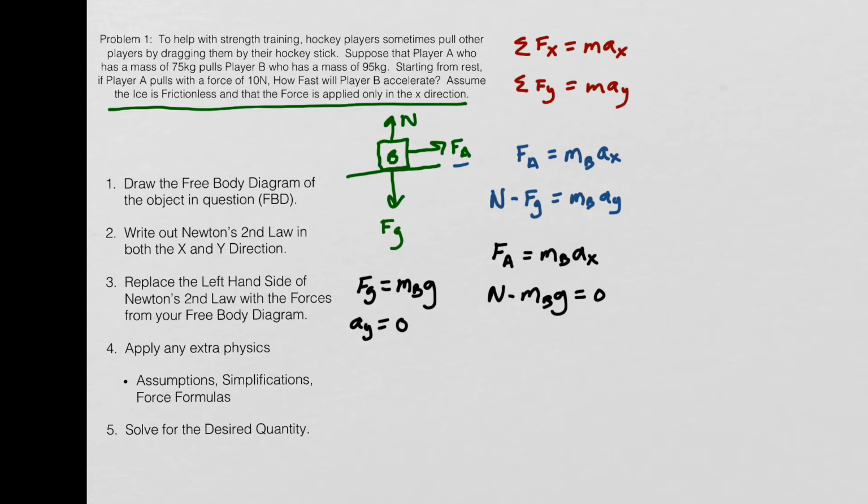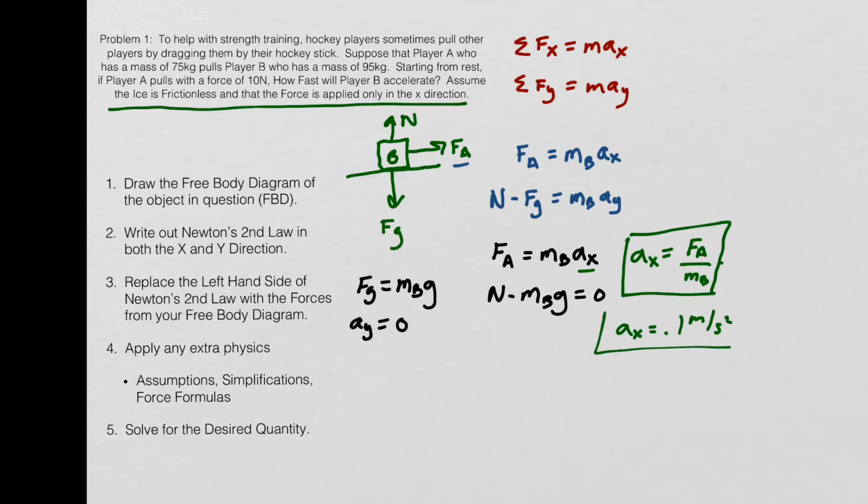We're now ready to do step 5, which is to solve for the desired quantity. The desired quantity in this case is the acceleration in the x direction, and so that's the one that we're going to solve for. And we see simply that the acceleration in the x direction, upon dividing by the mass, is the applied force divided by the mass of the player. We can then take those numbers as is and plug them in. Upon doing so, we see that the acceleration that we get here is a small one because they did start from rest, but it's 0.1 meter per second squared.